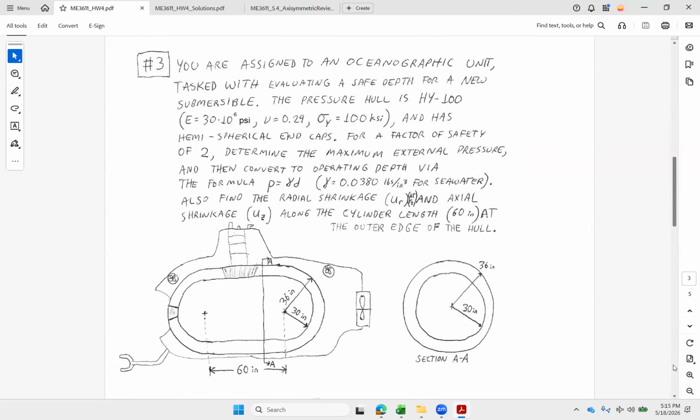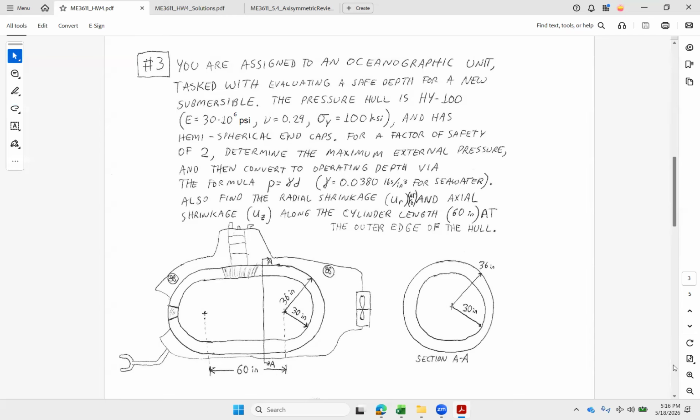We're looking at the submersible here. Pressure hull is HY100, and it's 6-inch thick. So we got 30-inch inner radius, 36 on the outside. Here's our basic properties. And we've got hemispherical end caps. Our factor of safety is going to be 2, so that means we don't want to let any stress go above a magnitude of 50,000 PSI or 50 KSI. We want to figure out what's the max external pressure that we can support.